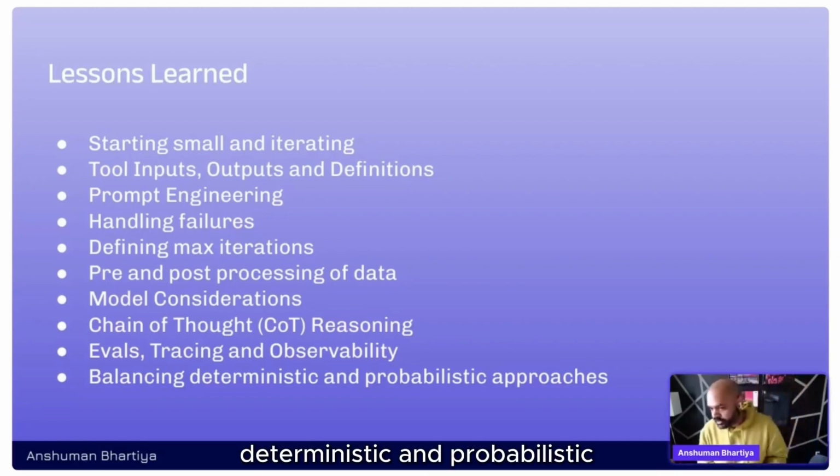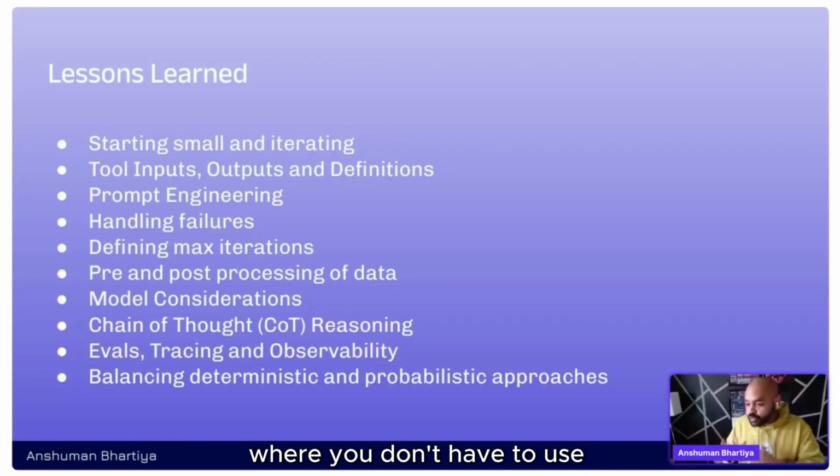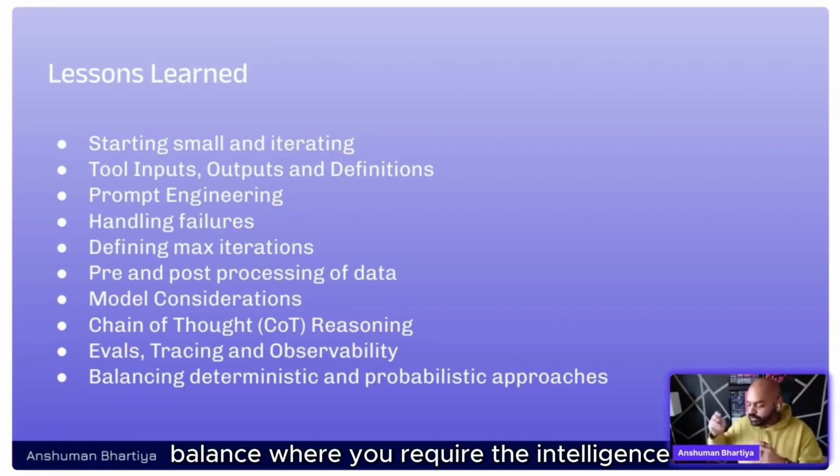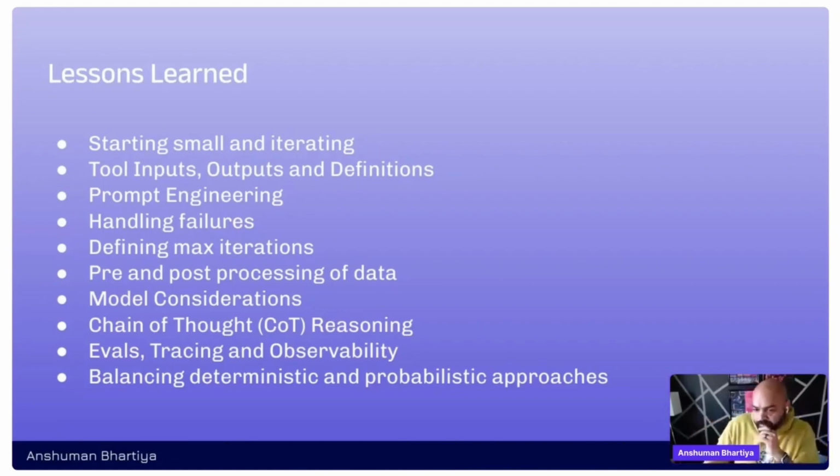And then finally, I'll just mention, having a good balance of deterministic and probabilistic approaches is the best way to build any agentic system, where you don't have to use LLMs in each step. If there's no need, if you can solve a problem by writing a simple function, you should do that. So finding that balance, where you require the intelligence and where you require simple automation, is probably the way to go about it. So that's it from me.